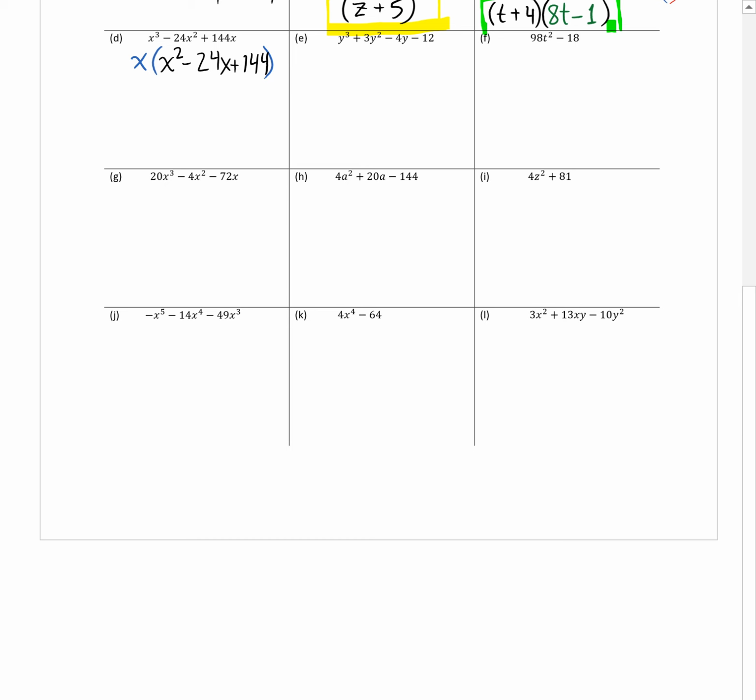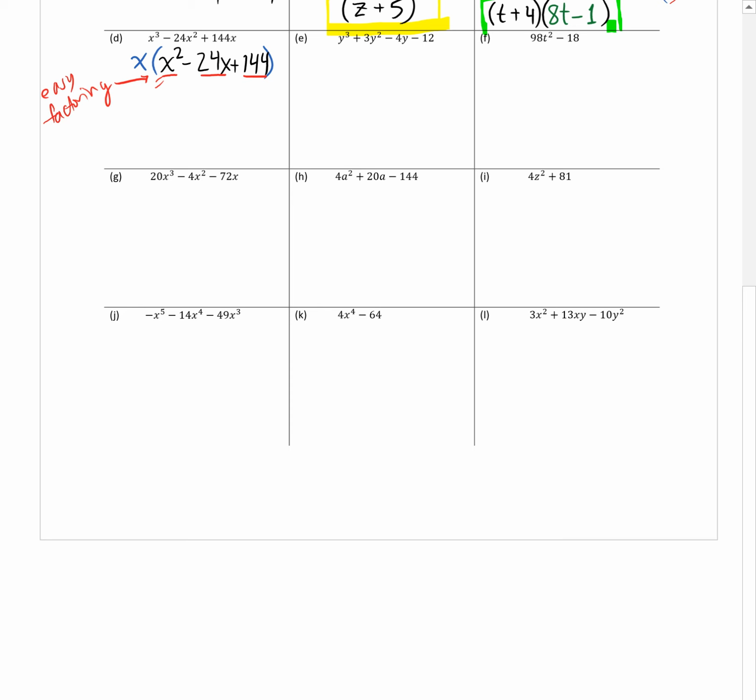And now looking at what remains inside, I see x squared minus 24x plus 144. If I move on to step 2 of the general factoring technique, I'm supposed to count the number of terms. I have 1, 2, 3 terms, and there's no coefficient of x squared, or rather, the coefficient is a 1. So now I can use that easier factoring technique.